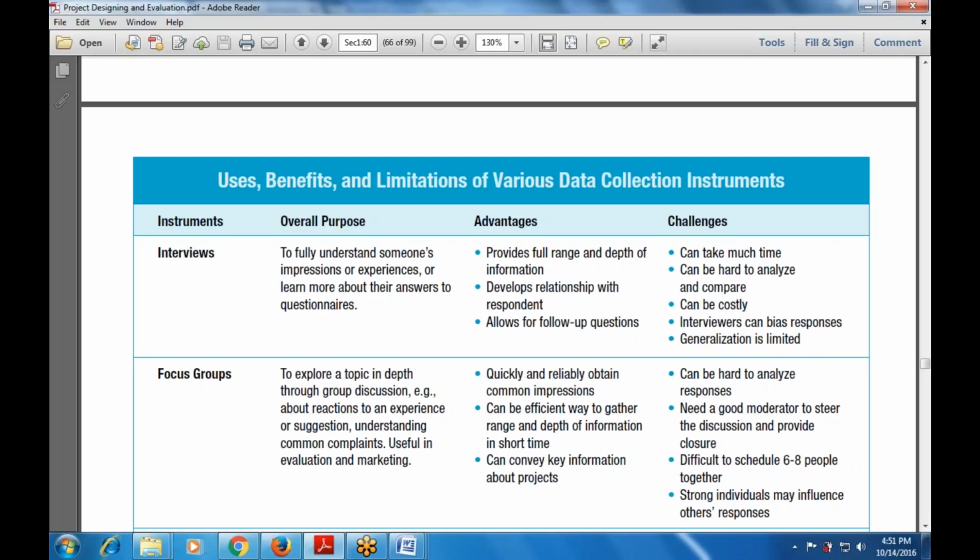Why is there a relationship? The relationship in the sense that it may be a positive relationship. Yes, this is a positive relationship, face-to-face, or we can say a personal relationship. Then it allows for follow-up questions.